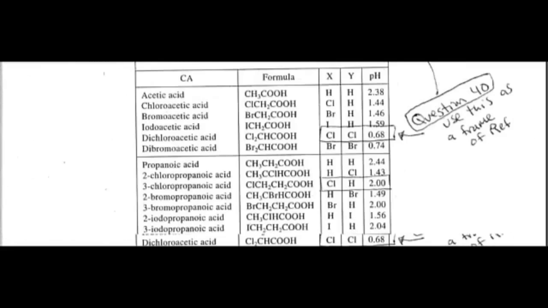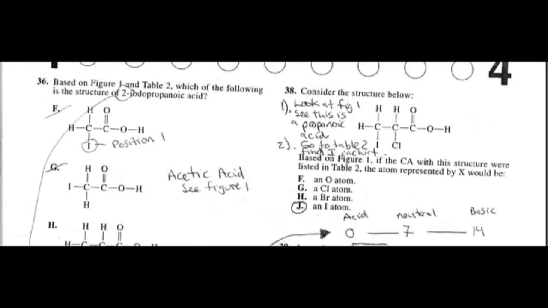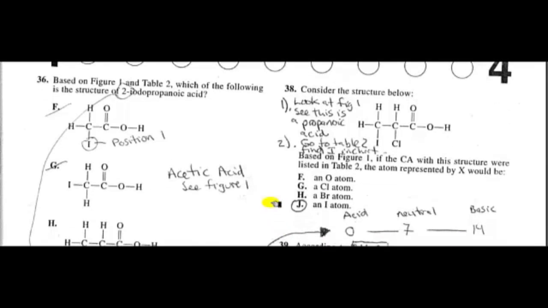Basically just scroll on down. If you have no background whatsoever in organic chemistry, you can still get the correct answer by just searching around. It tells you here to go to figure 1. So simply go to figure 1 and look around. 38, the correct answer, J.